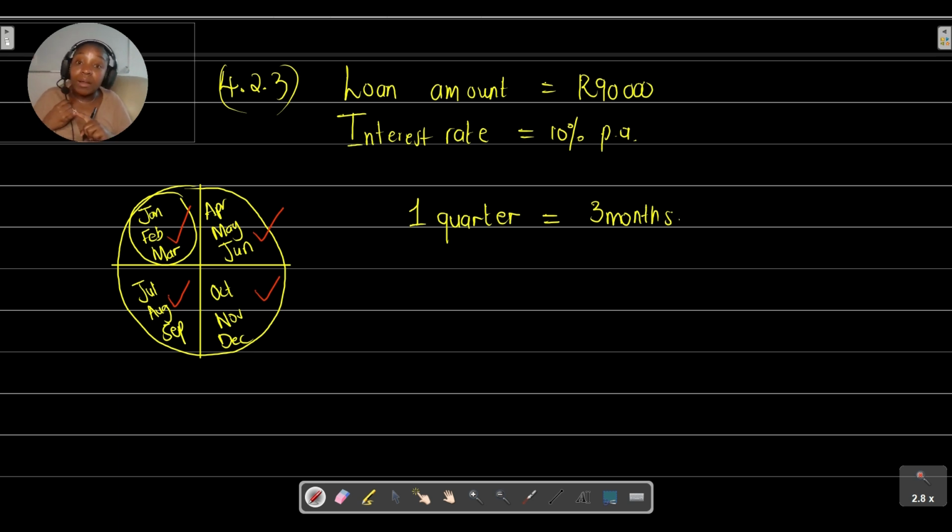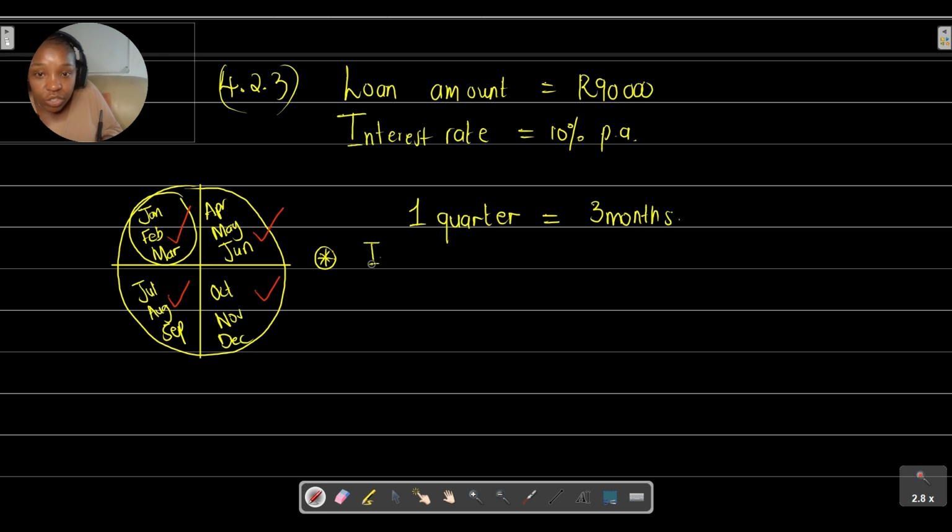The first thing we need to calculate when we're dealing with such questions is how much interest gets charged per quarter, and we also need to change the period to reflect quarters, because interest is not added per month or per year, but per quarter. So that means we need to change the period, and we also need to change the interest rate that gets added each quarter. So now how do we calculate the interest rate?